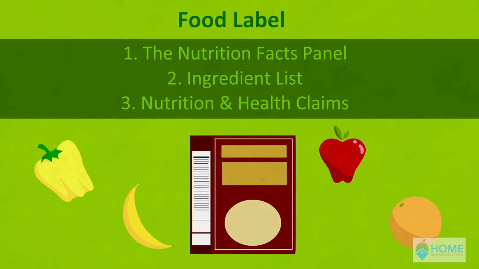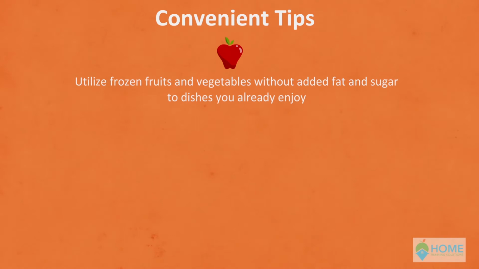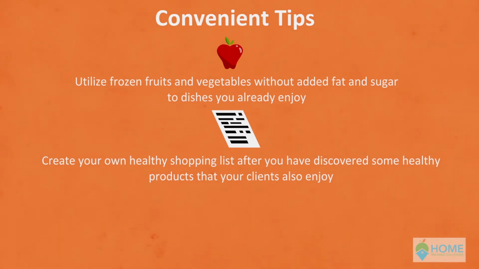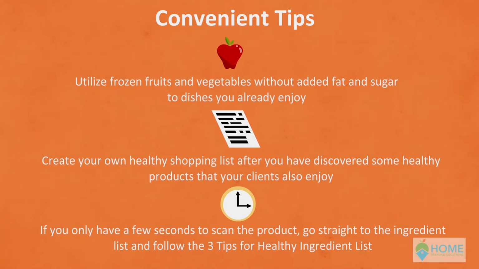Whole foods don't even need a food label, so be sure to purchase more fresh whole foods like fruits, vegetables, lean meat, and fish. Convenient tip: we utilize frozen fruits and vegetables without added fat and sugar to boost the nutritional quality of a dish. After you have spotted some healthy products that your clients also enjoy, you can then create your own healthy shopping list to use every time you head to the grocery store. If you only have a few seconds to scan the product, go straight to the ingredient list and follow the 3 healthy ingredient guidelines provided in this video.